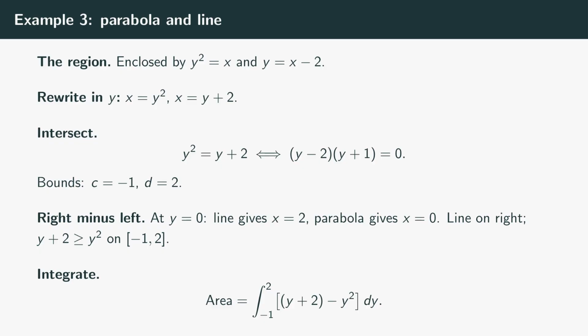Set up the integral from y equals -1 to y equals 2 of the quantity y plus 2 minus y squared dy. The antiderivative is y squared over 2 plus 2y minus y cubed over 3. Now we evaluate at y equals 2 and at y equals -1 and subtract.